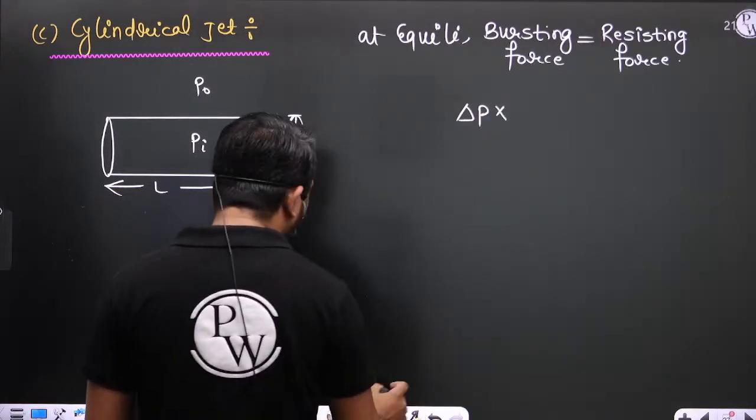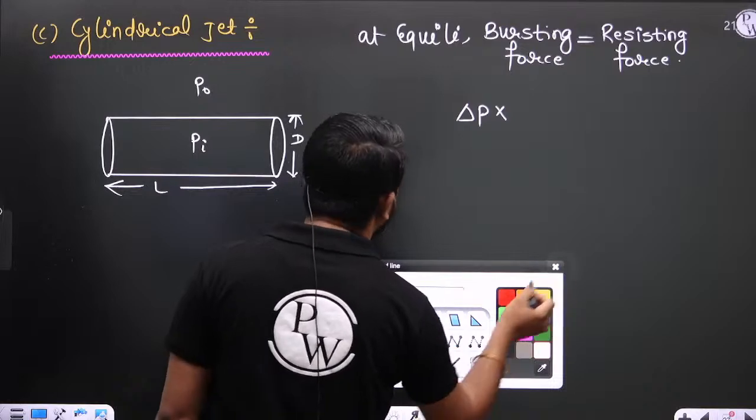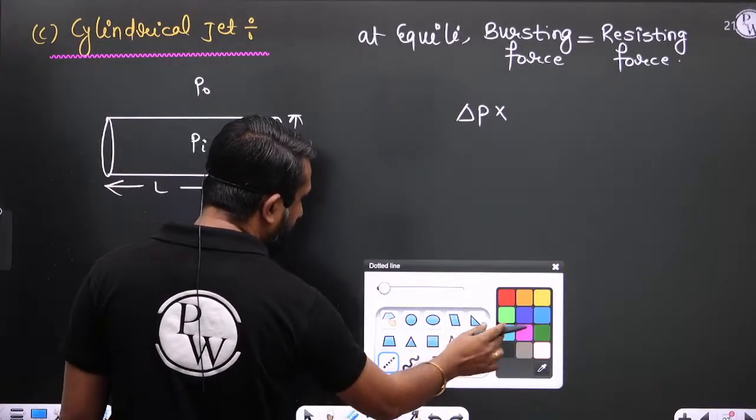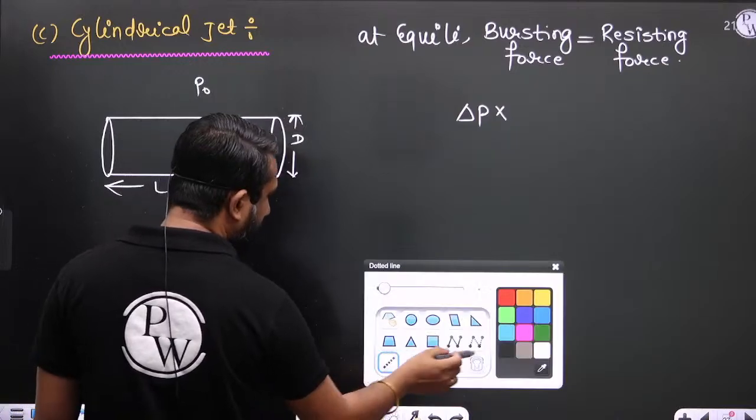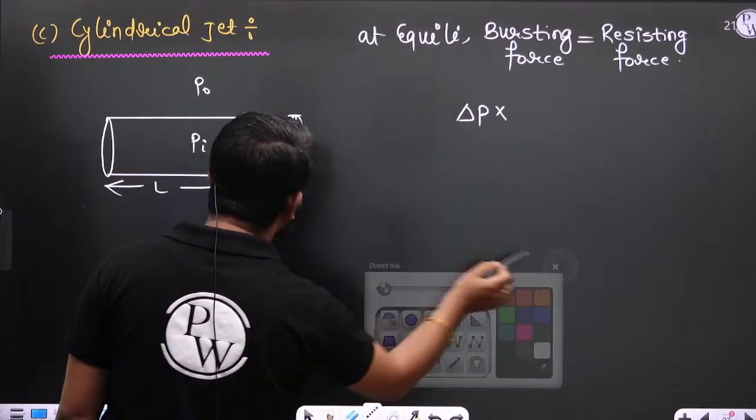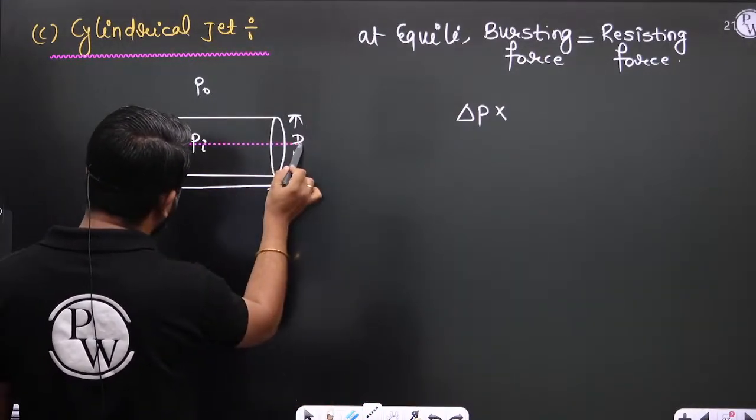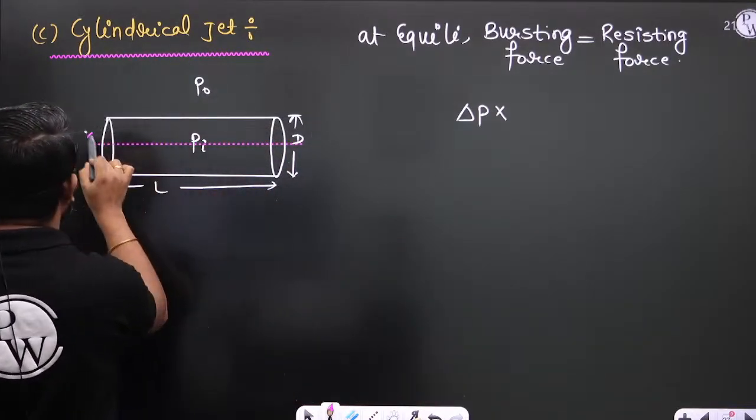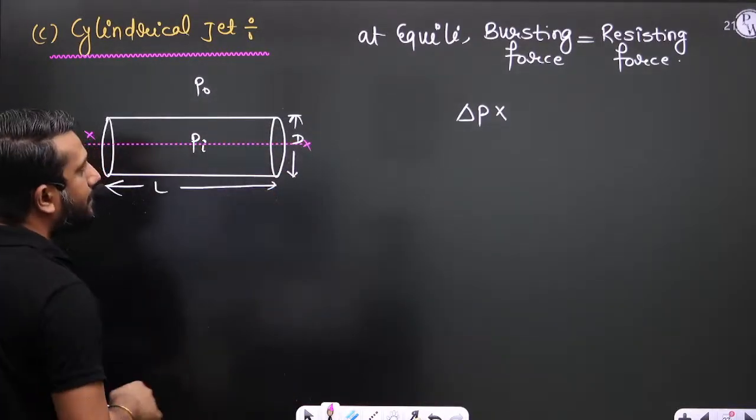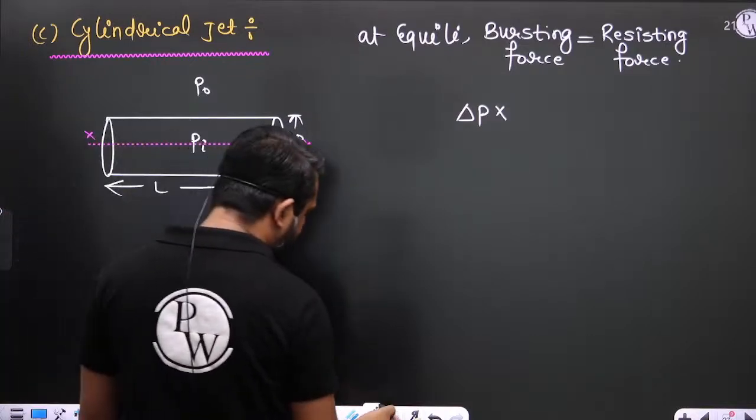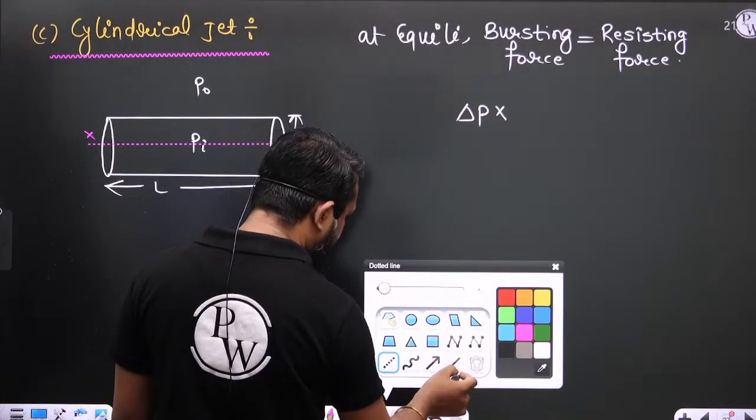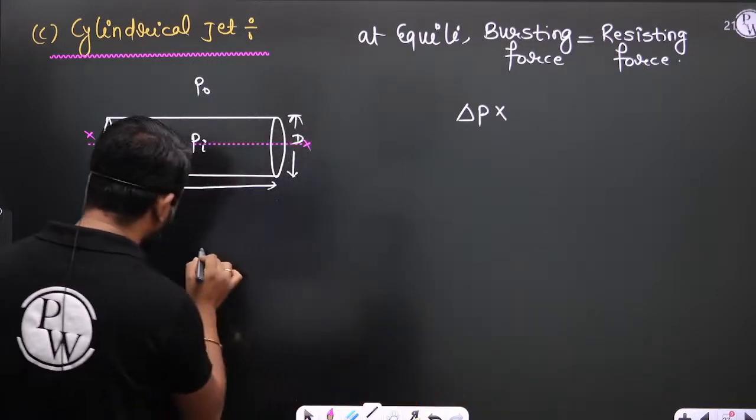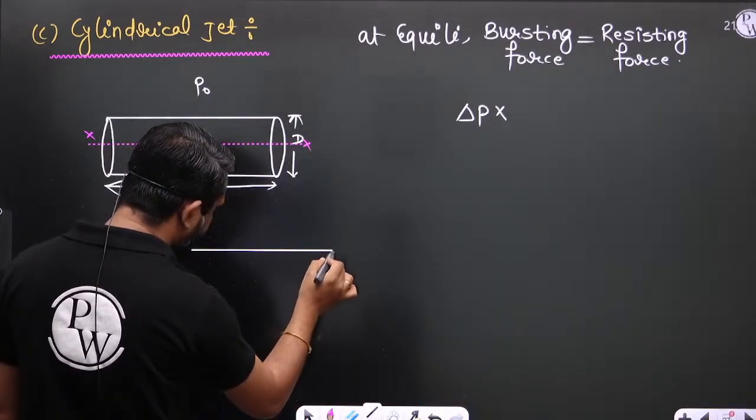So again, if you want to see the bursting force and the resisting force, first you cut this section like this. Let us consider this is the x-axis, right? And if I draw the free body diagram, see here.